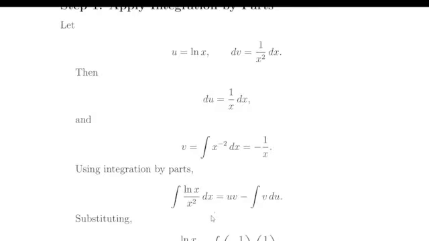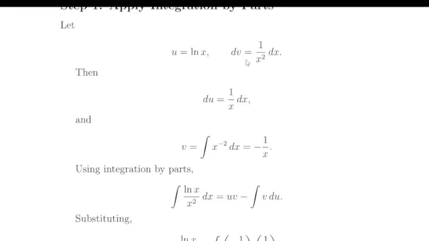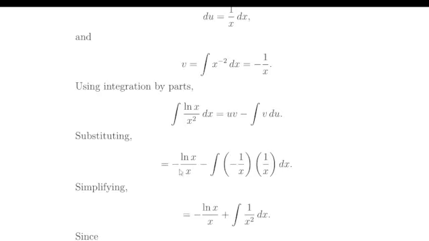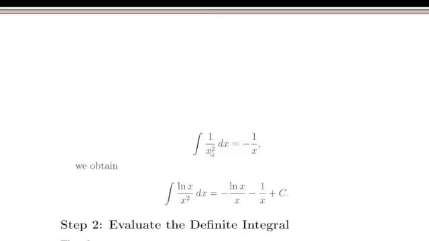And so the formula is going to be uv minus the integral of v du. So u is natural log x times negative 1 over x, minus the integral of v, which we said is negative 1 over x, times du, which is 1 over x dx. So this simplifies into negative natural log x over x, and then these are going to cancel, plus the integral of 1 over x squared dx. The integral of 1 over x squared dx is negative 1 over x.